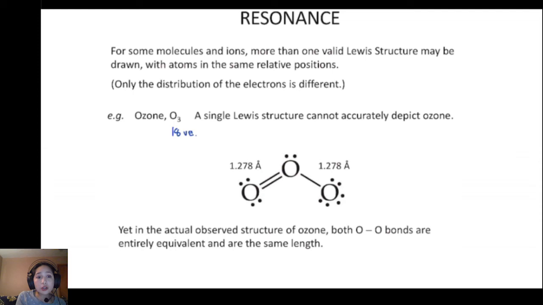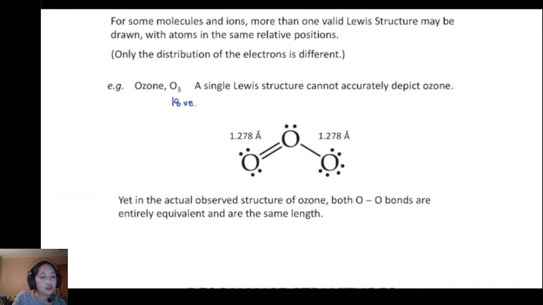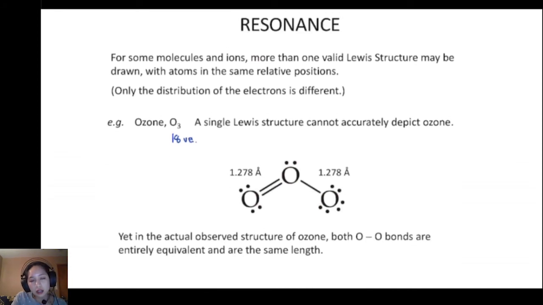Because when we draw out the Lewis structure, we see that we have a double bond on one side and a single bond on the other side. So the Lewis structure in this scenario doesn't completely match what we see experimentally. So this is where resonance structures come into play.